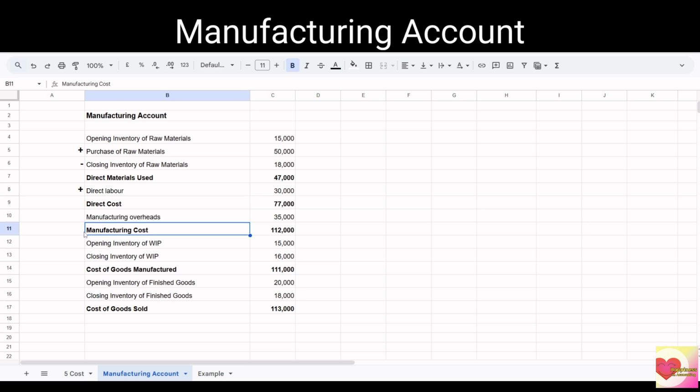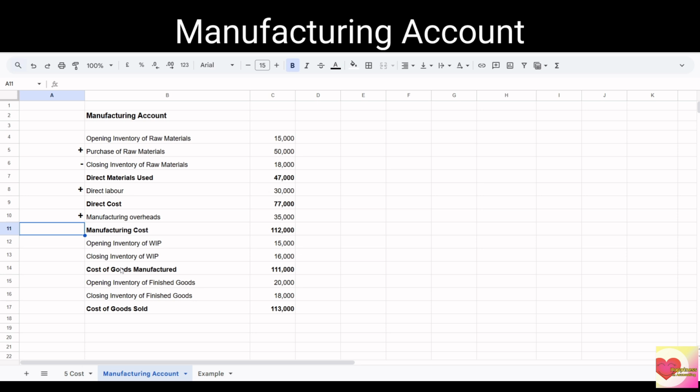Next stage is the manufacturing cost. The manufacturing cost is the direct cost plus the manufacturing overheads. The manufacturing overheads, as I mentioned earlier, could be the labor of the factory supervisor or the factory rent, etc. So obviously there is no opening and closing inventory as well. Again, from the subtotal of the previous stage, which is the direct cost, we added a new cost, which is manufacturing overheads, to get the subtotal of this stage, which is the manufacturing cost.